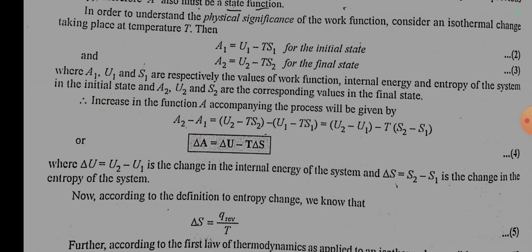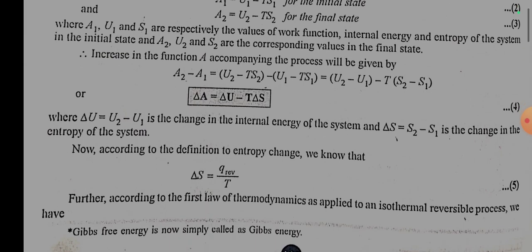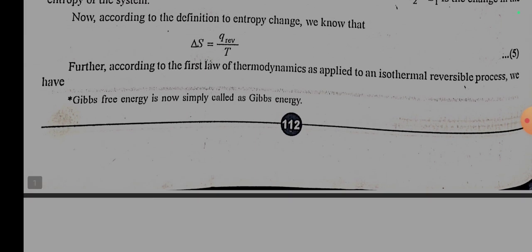Increase in the function A accompanying the process will be given by A2 - A1 = (U2 - TS2) - (U1 - TS1) = ΔU - TΔS, where ΔU = U2 - U1 is the change in the internal energy of the system, and ΔS = S2 - S1 is the change in the entropy of the system. Now, according to the definition of entropy change, we know that ΔS = Q reversible / T.